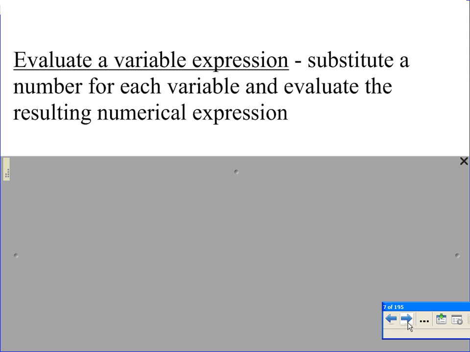Okay. So evaluate a variable expression. We are substituting a number for each variable and evaluating the resulting numerical expression. So for evaluate, I'm going to put the word solve underneath it. Evaluate is the same thing as solve. We are solving for something.